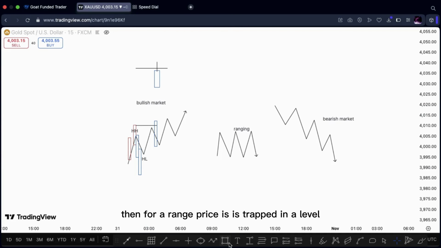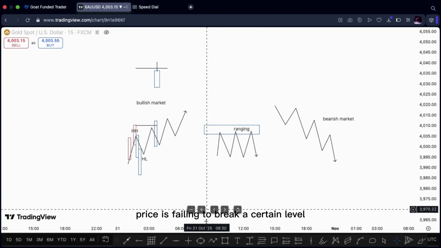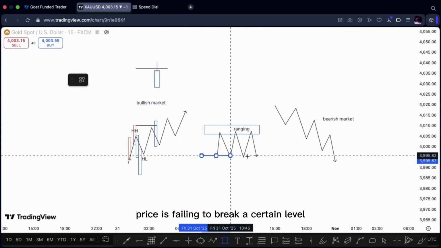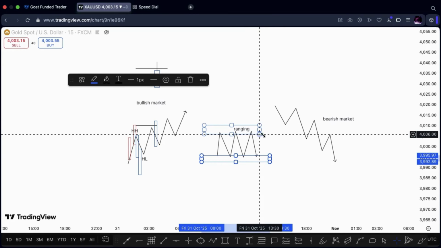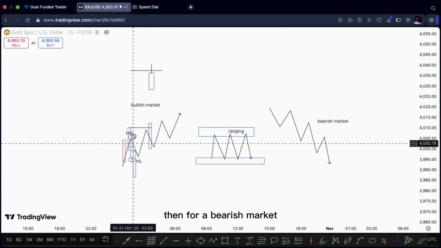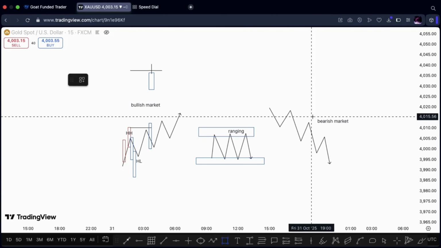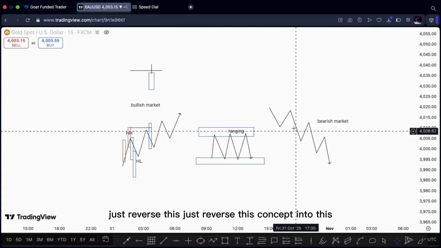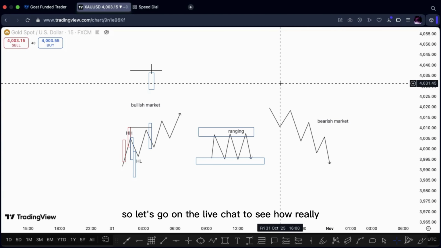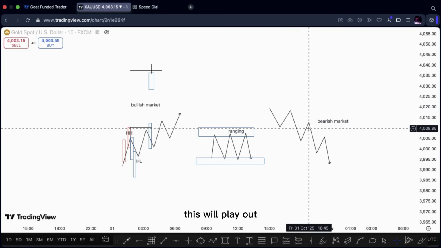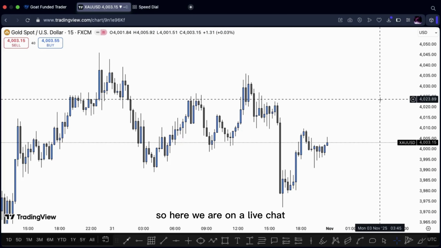Then for a range, price is trapped in a level. Price is failing to break a certain level. It is just oscillating between the points. Then for a bearish market, just reverse this concept into the down direction. So let's go on the live chart to see how this will really play out. So here we are on a live chart.